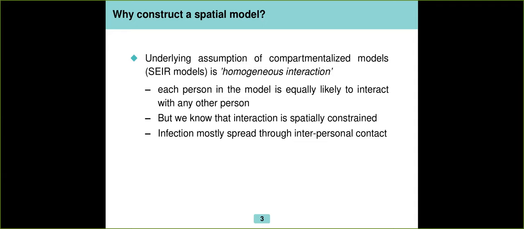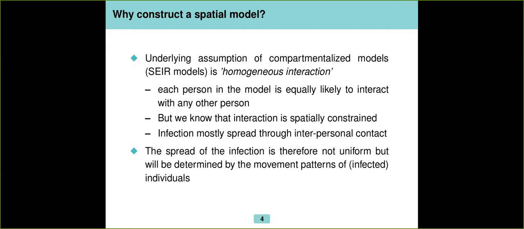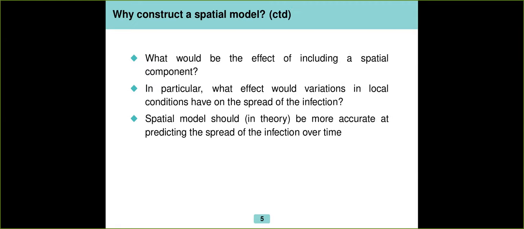At a national level, this would mean that someone in Bloemfontein, if they were infected, would be as likely to infect their next door neighbor as they were to infect someone in a small rural town in Limpopo, for example. Obviously that's not feasible. It works on a large scale, but it's not entirely accurate. We know that the interaction is spatially constrained because this is a disease transmitted primarily through airborne and interpersonal contact. So the spread of the infection isn't uniform, but will be fundamentally determined by the movement patterns of individuals, and in particular, infected individuals.